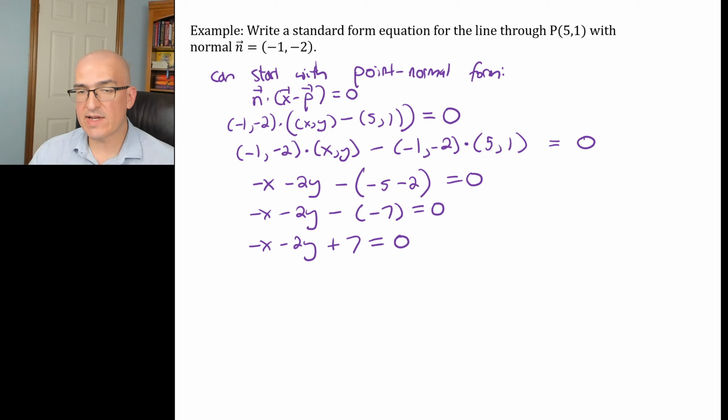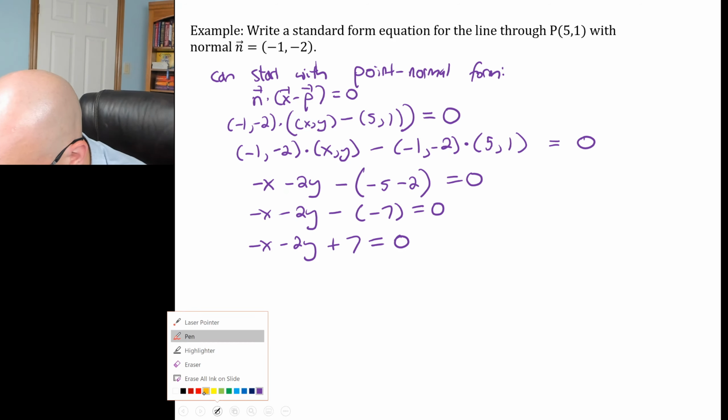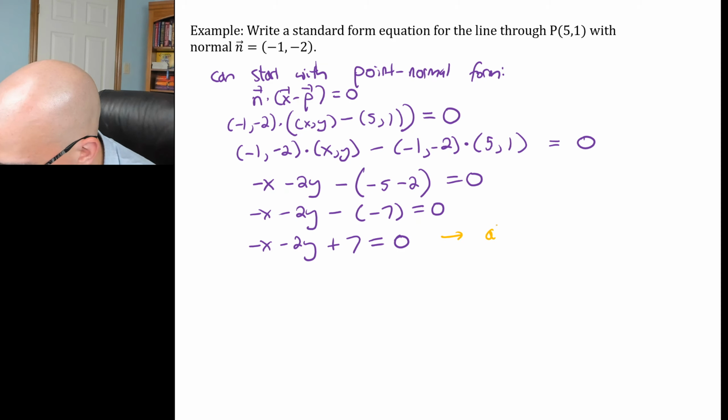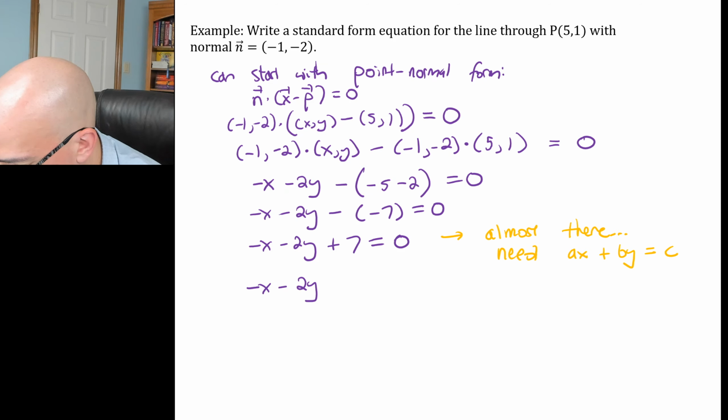This isn't yet in standard form. It's almost in standard form. Almost there. We need ax plus by equals c. So I need to subtract 7 from both sides: -x minus 2y equals -7.